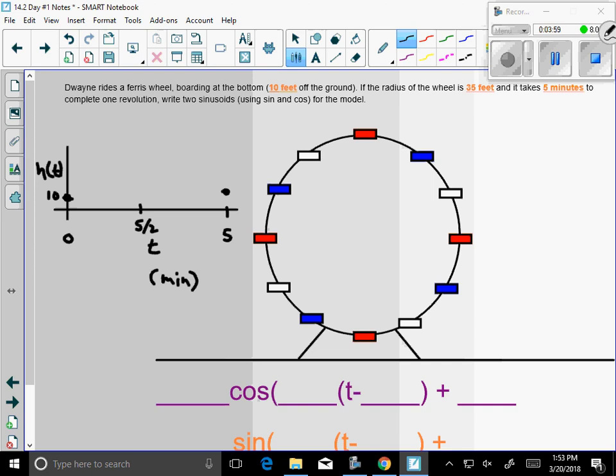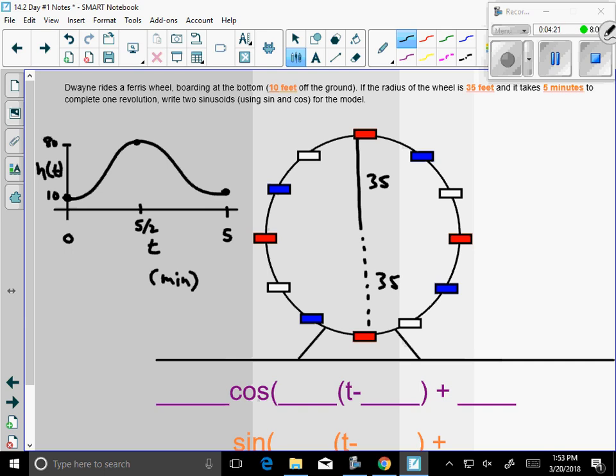Well, let's think about that. What's the radius of this? 35. So I double it. Looks like we're 80 feet off the ground. Plus the 10, right?